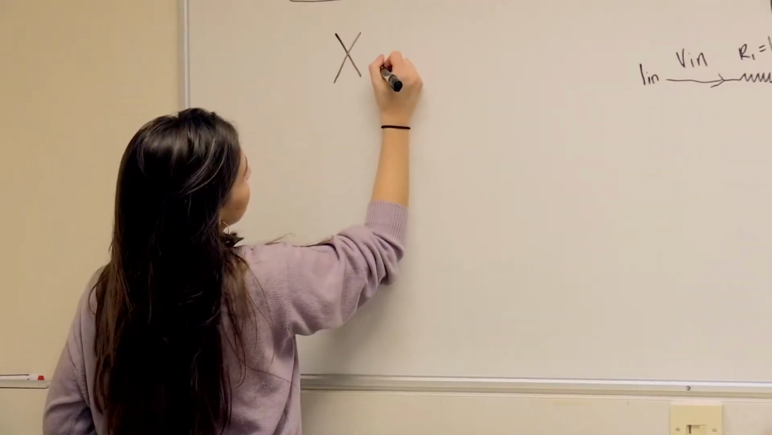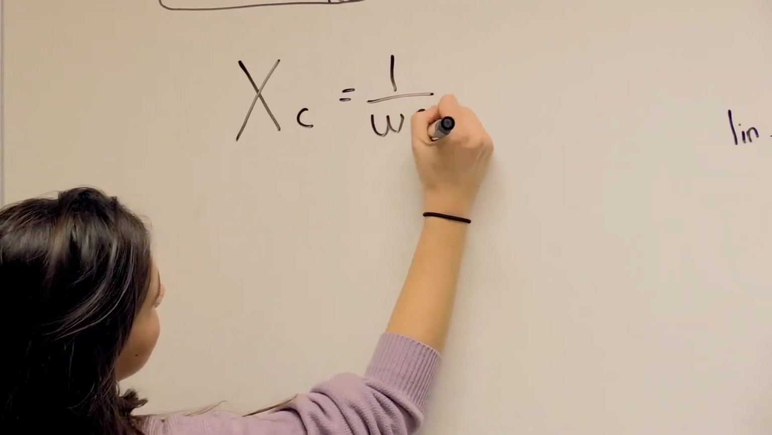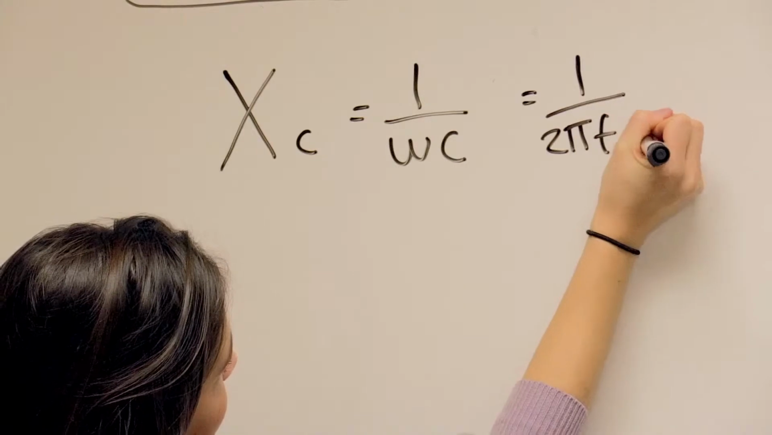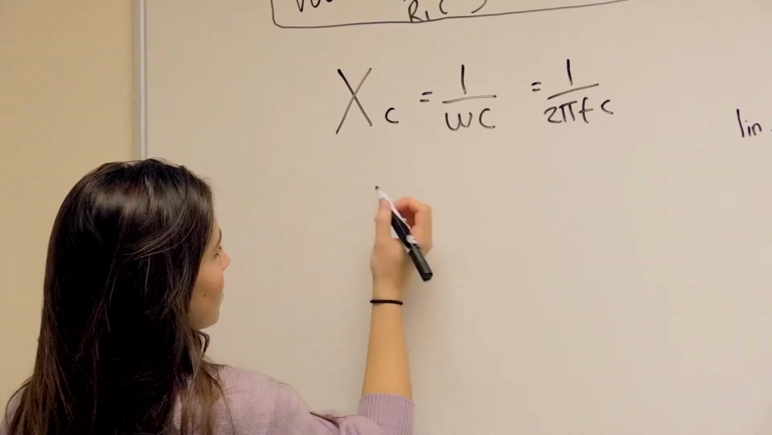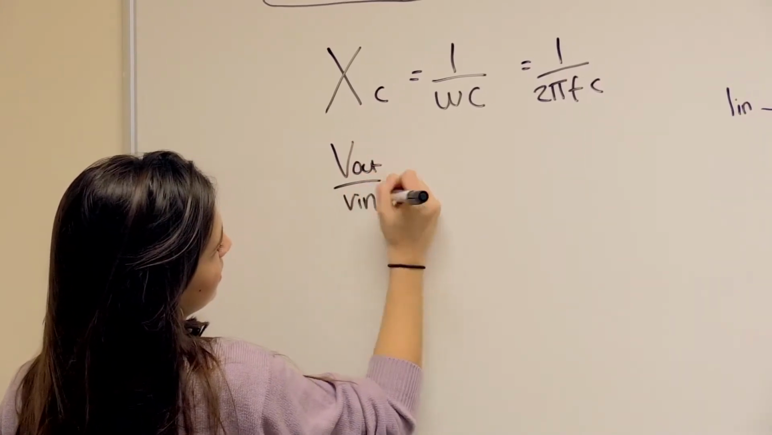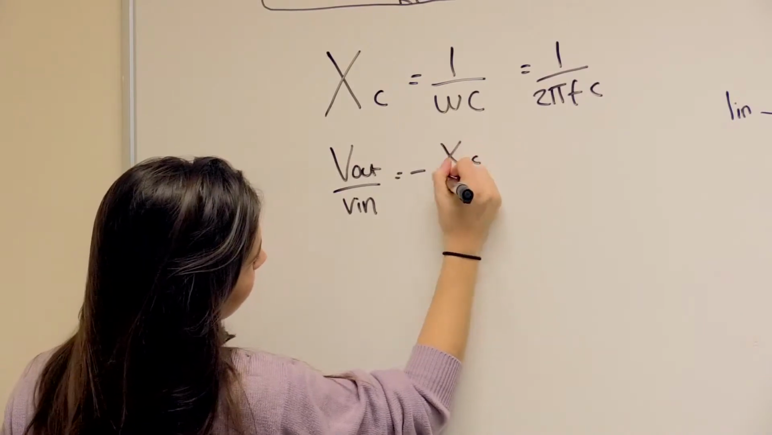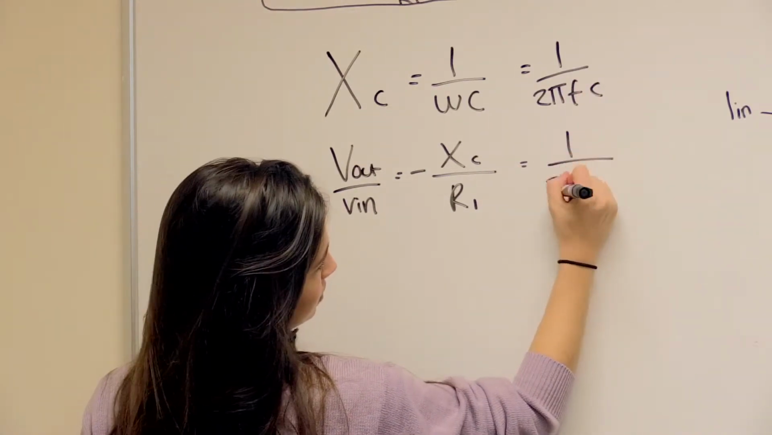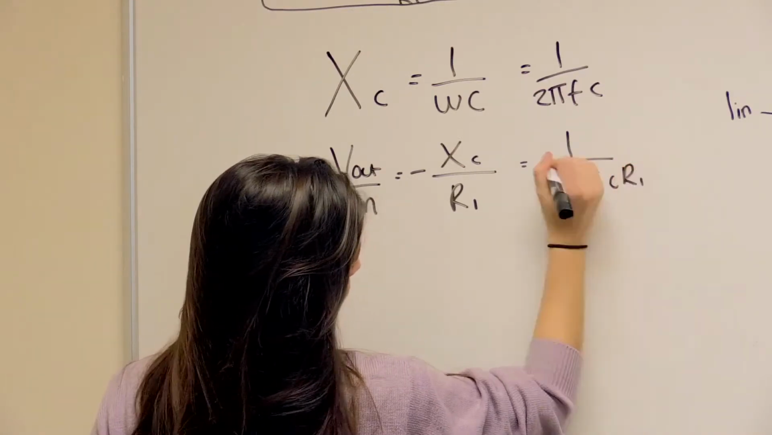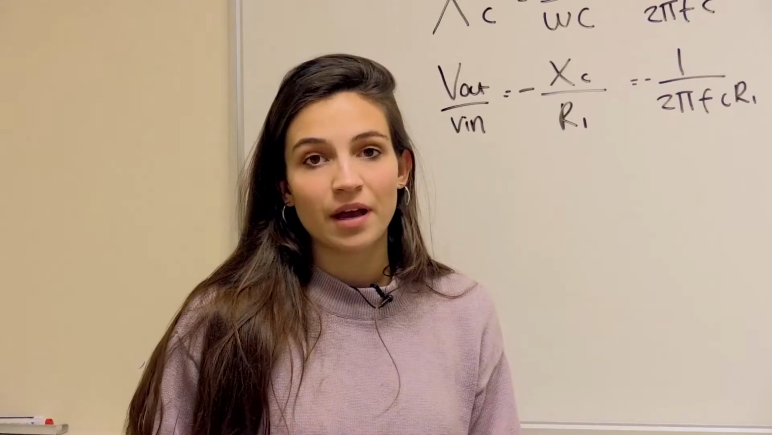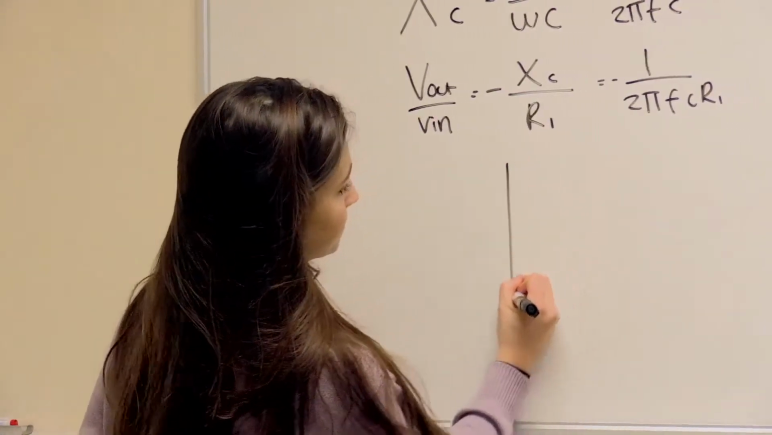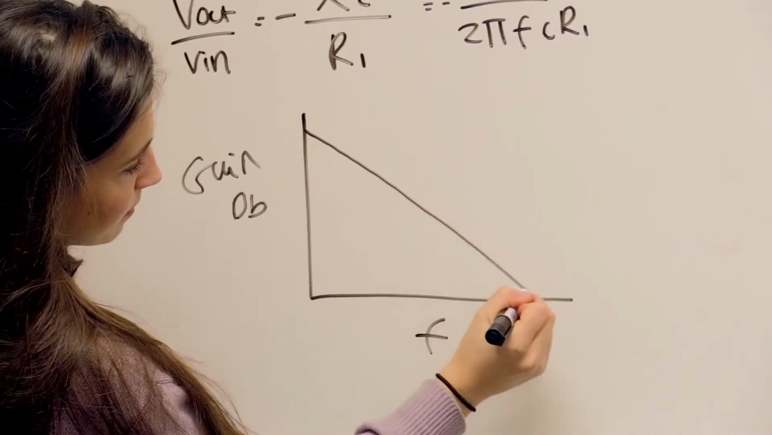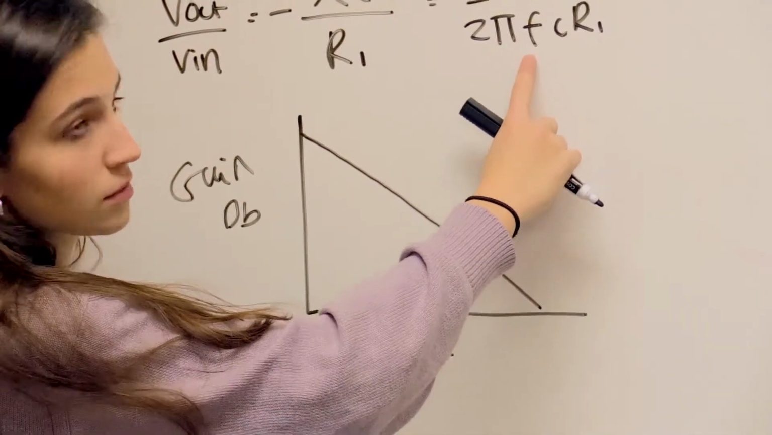Well, the impedance of a capacitor is 1 over omega C, which equals 1 over 2 pi FC. And now the gain of our circuit in terms of the impedance is V out over V in, which equals minus XC over R1, which using this formula equals 1 over 2 pi FC R1. So if we plot the gain against frequency on a graph, we get a line like this. And that is because the gain is inversely proportional to the frequency.